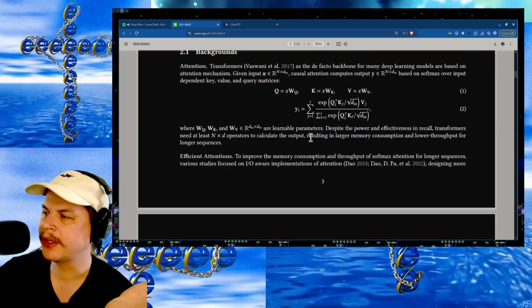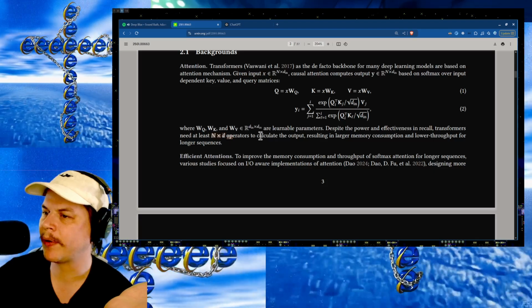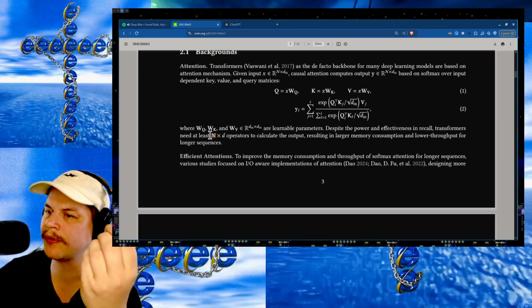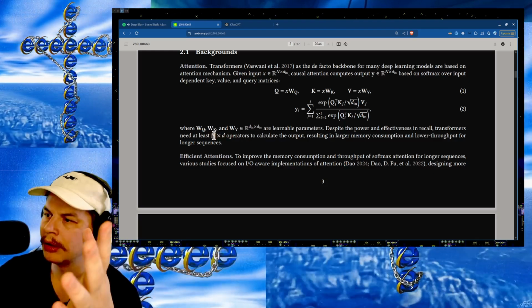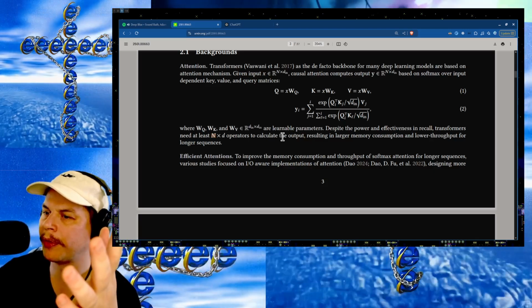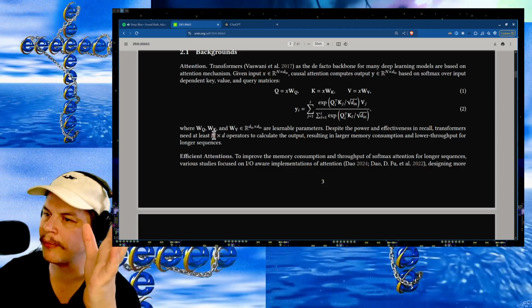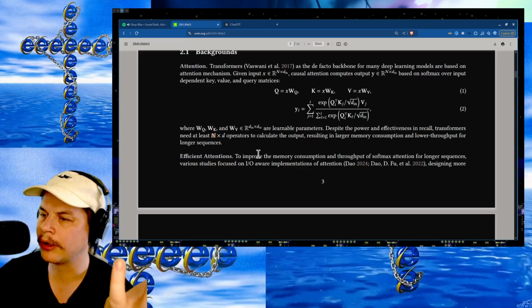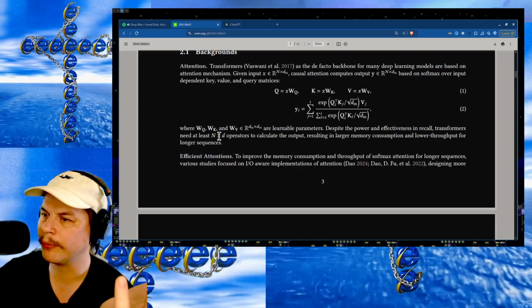So despite the power and effectiveness in recall, transformers need at least N×d operators to calculate the output. Okay, the point is we looked at this, we could tell it, hey, check it out, we're going to need more operators because of the way this math formula works. You need more operators based off the samples. So larger memory consumption, lower throughput. Okay, kind of, because it's saying lower throughput for longer sequences. What is n? N is the number of actual sequences, which are always multiplying by d.